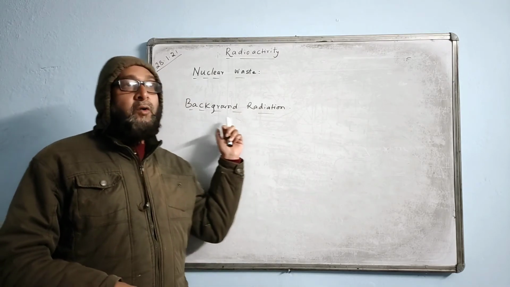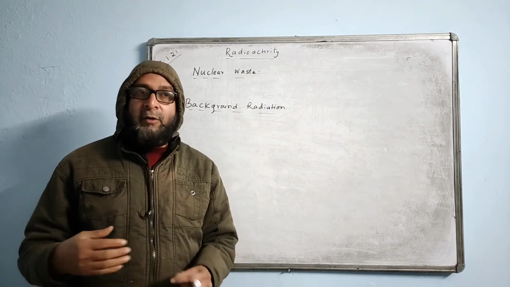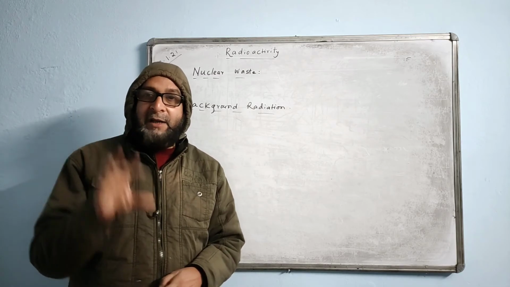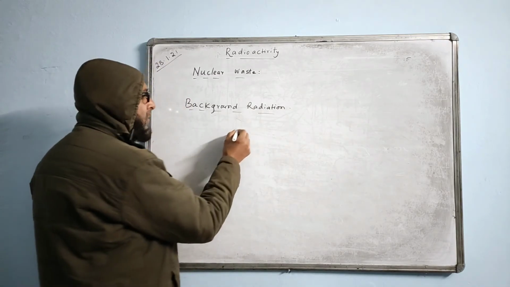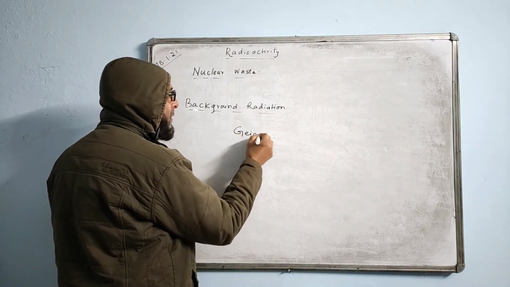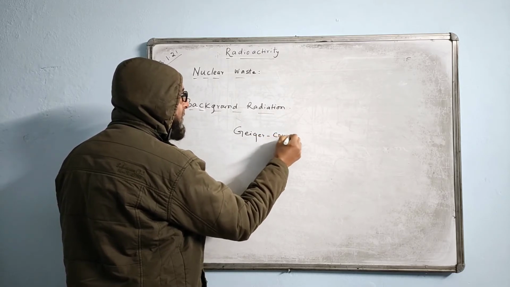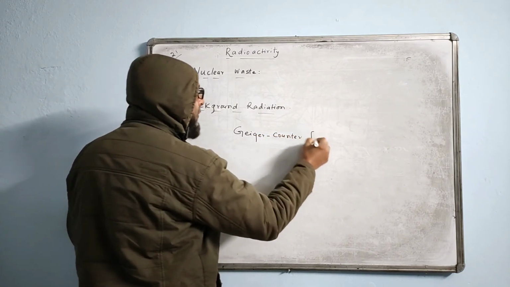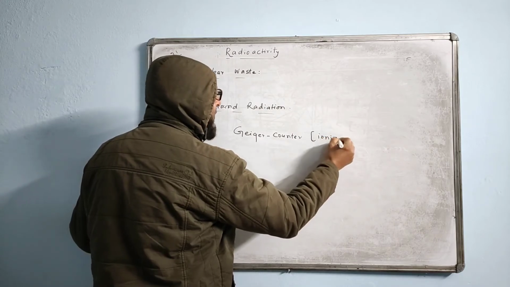Okay. Now how to detect background radiation? Background radiation is detected by a device called a Geiger counter. In the notes you will find this name. Geiger counter, or we call it ionization box.